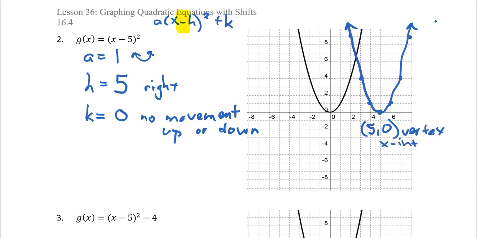Now on this particular graph, it doesn't look like there is a y-intercept, but there would eventually be a y-intercept. It's just that we didn't graph it.